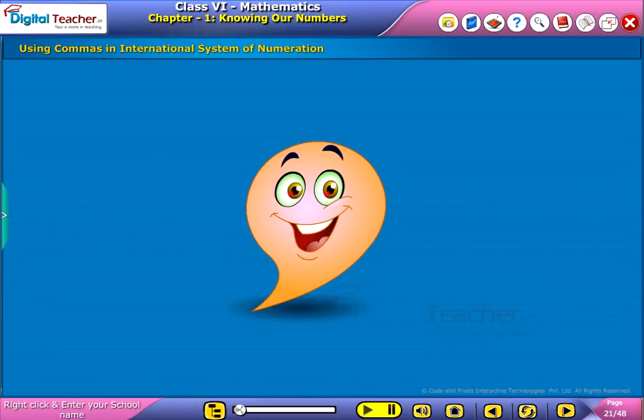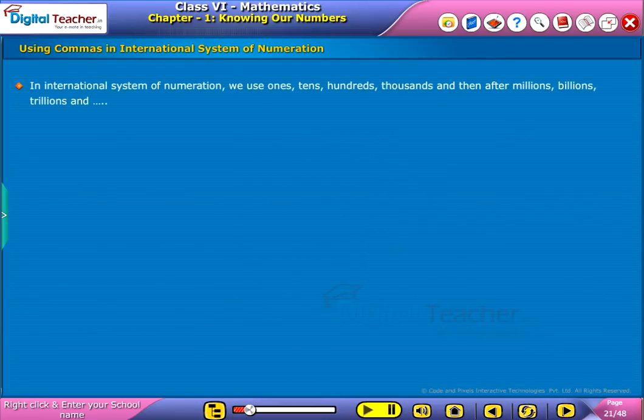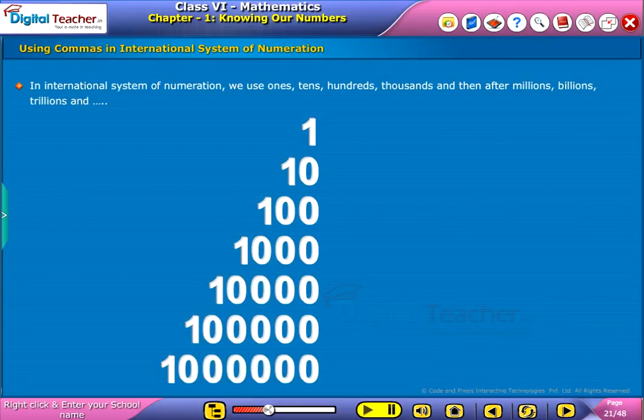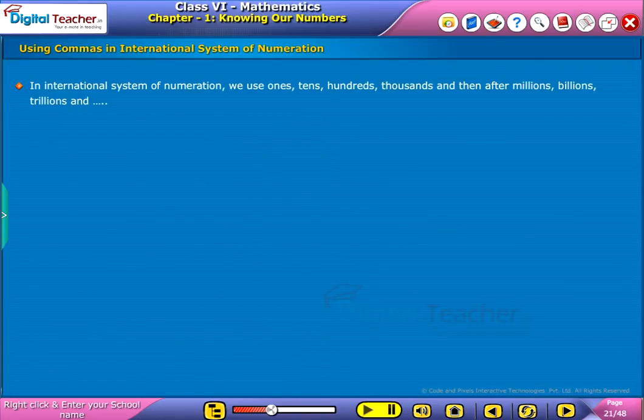Now, let us see the international system of numeration using commas. In the international system of numeration, we use ones, tens, hundreds, thousands, and then after that millions, billions, trillions, and so on. Here, a comma comes after every 3 digits from the right.